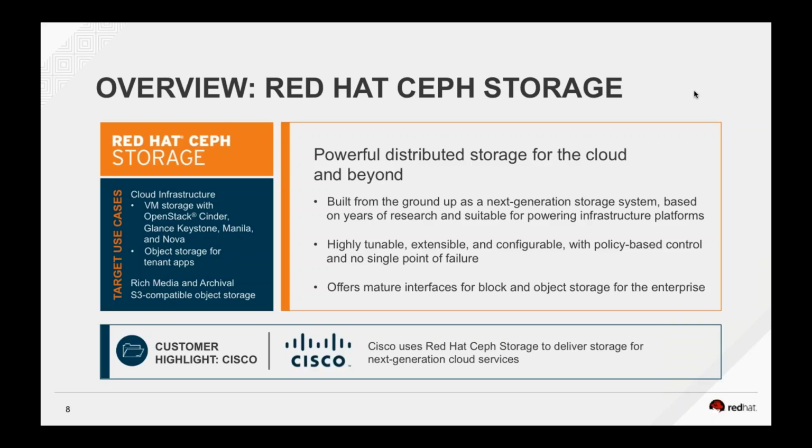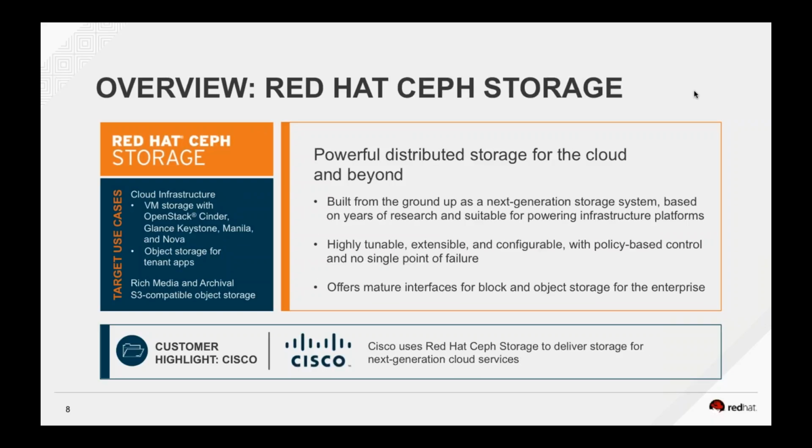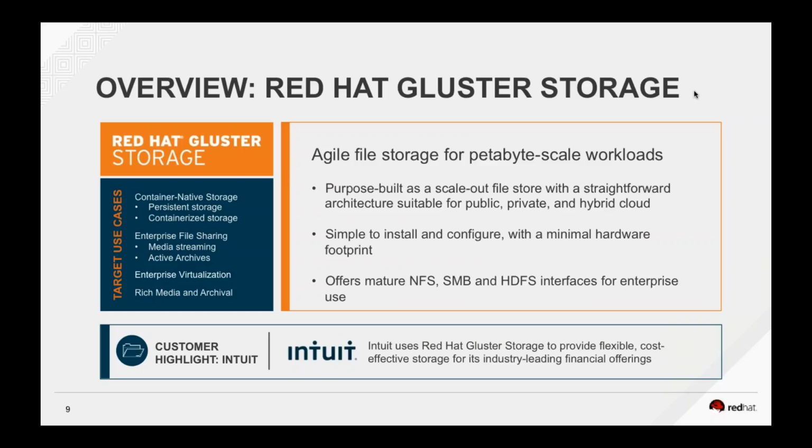Again, like I said earlier with object storage, Ceph: if I move back a slide, you can think of Ceph storage as a distributed storage for cloud, predominantly object storage. Coming back to Gluster, you should think of this predominantly as a file storage for unstructured data, predominantly used for OpenShift. I'll explain a bit about OpenShift soon in a subsequent slide. So the idea of Gluster is to have an agile file storage with petabyte scale workloads.